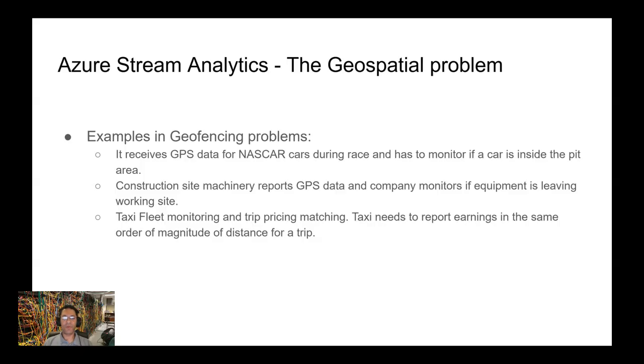And the geospatial problems that we had, these are three customer scenarios that they have. One was NASCAR. NASCAR wants to monitor in real time the vehicles during the race. And every time a car enters the pit lane, they want to monitor the speed. So if the car goes over the speed limit for the pit, they would receive an event.